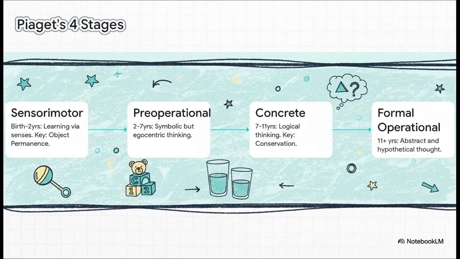Then we hit the concrete operational stage, and logic finally arrives. This is when they understand conservation. You know, the idea that pouring water into a tall, skinny glass doesn't magically create more water. And finally, in the formal operational stage, we can think abstractly. We can tackle those what-if questions and complex ideas.